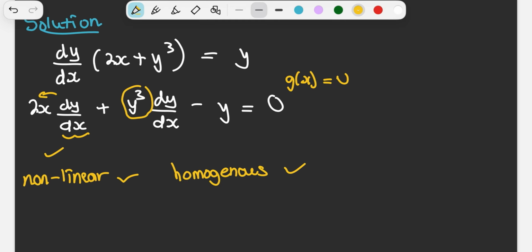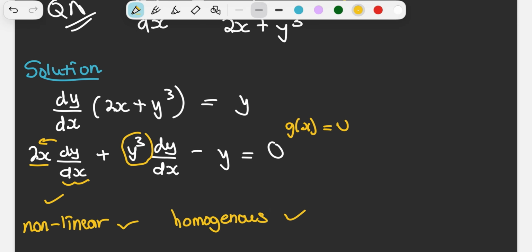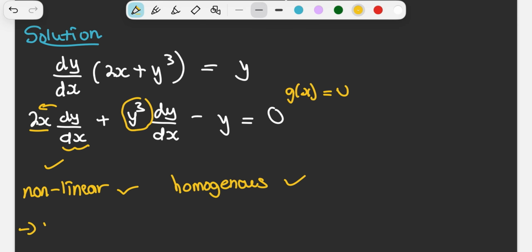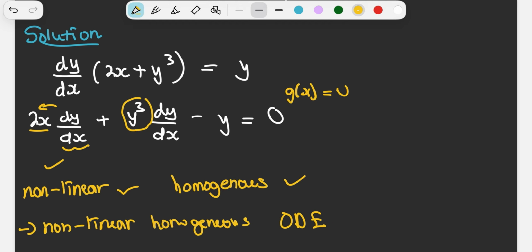And then does it have constant coefficients? It doesn't really have any constant coefficients because we have 2x. So if I was asked what type of ODE this is, I'm going to say this is a non-linear, homogeneous ODE. And I'll be done.